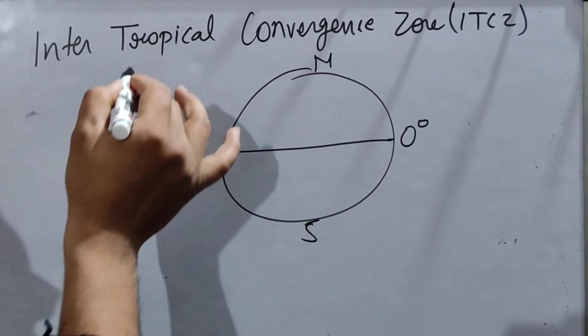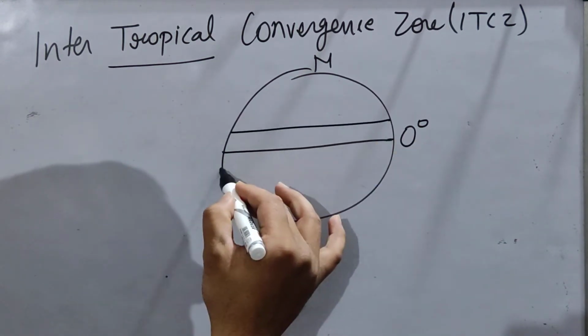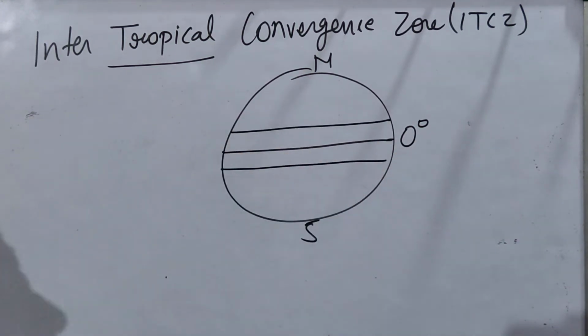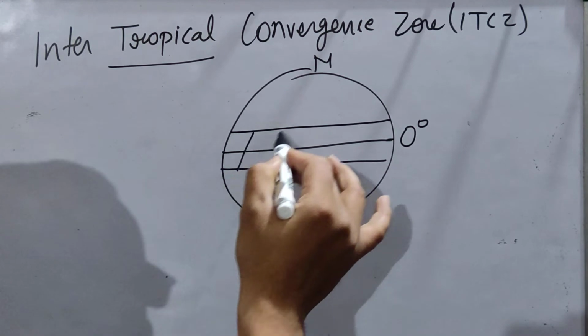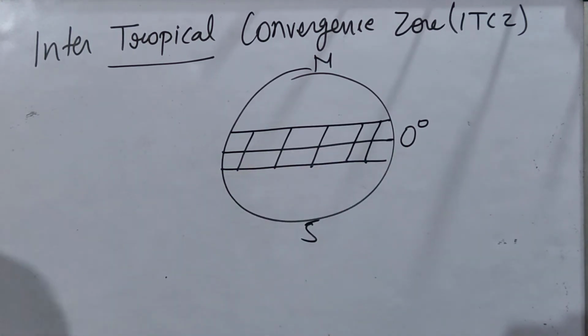As it is written, tropical, so it is found near the equator region. In the tropical belt, we can easily find the ITCZ. So if we have to give a short definition for ITCZ, we can say that ITCZ is a zone which is basically formed near the equator, which converges trade wind.